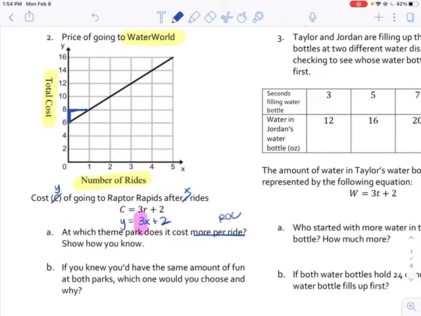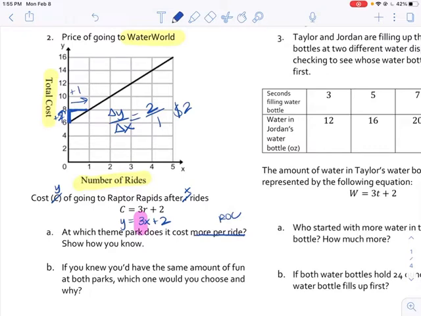Here's my graph. I'm finding my rate of change, so I need change in y over change in x. Or you could even just look at it and see how much it goes up for every ride. But my change in y was 2, because it went from 6 to 8. And then my change in x is 1. So this one is $2 per ride.